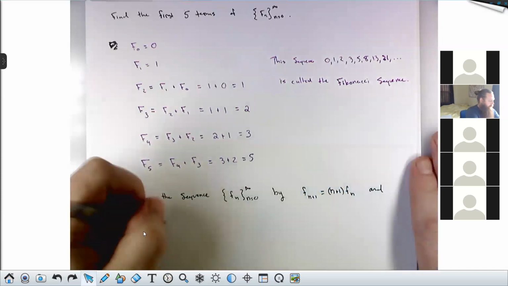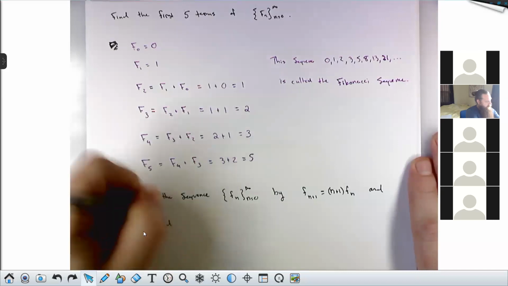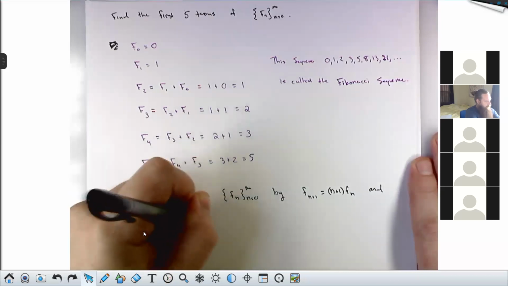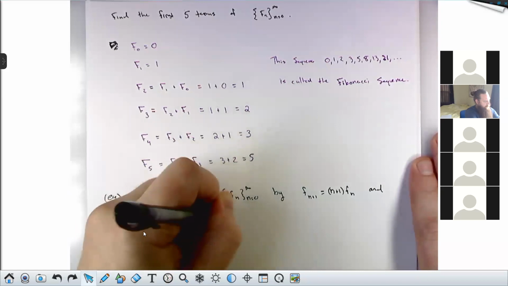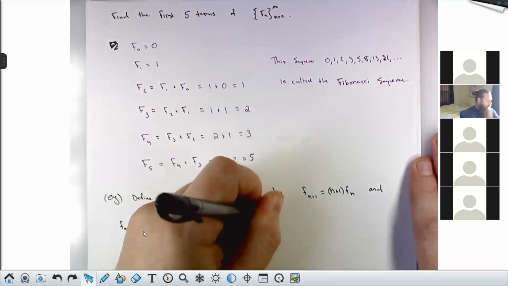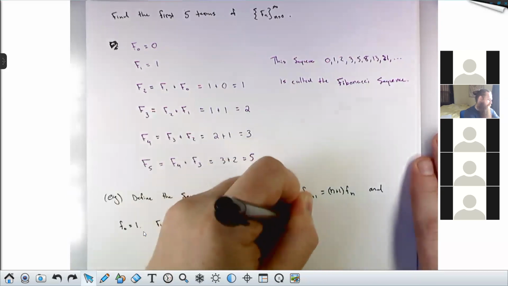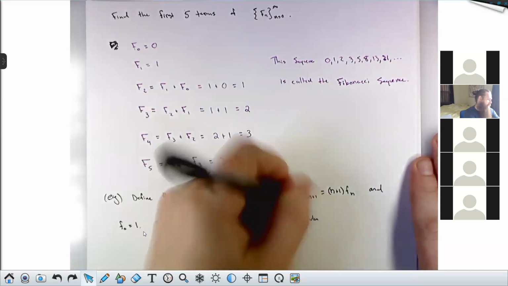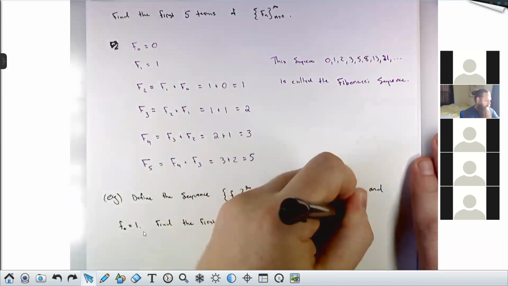Let's do a few things. Let's find the first 5 terms and a formula for the nth term.